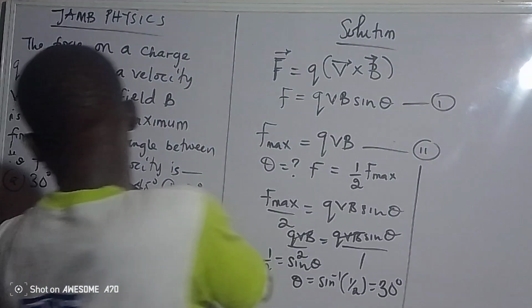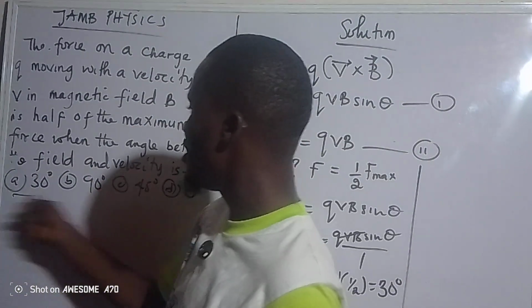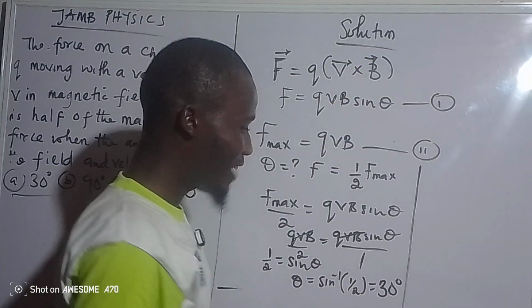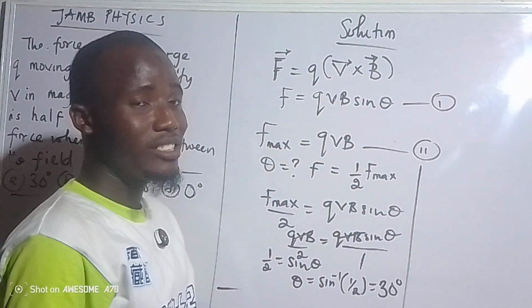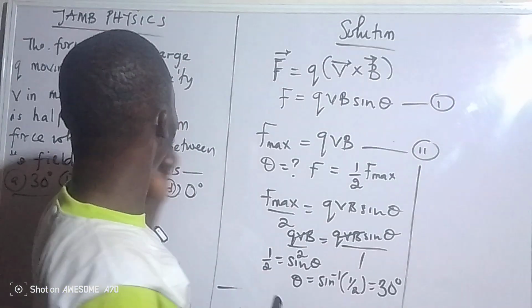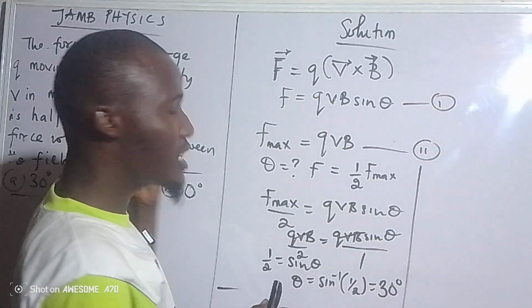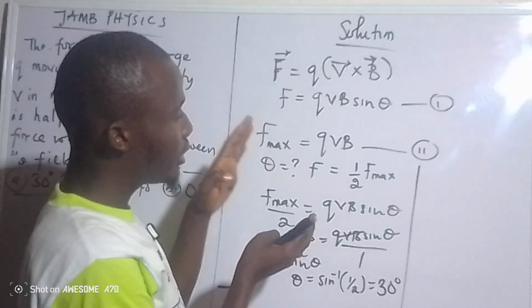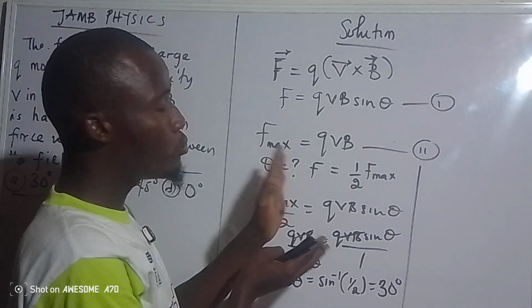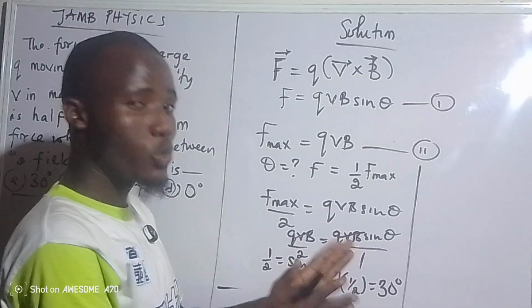So option A is the correct answer here. So that is the answer. It implies that for the force experienced by the charge to be half of the maximum force, the velocity and the magnetic field must be at an angle of 30 degrees to each other.